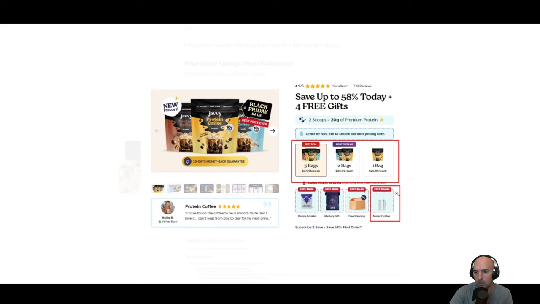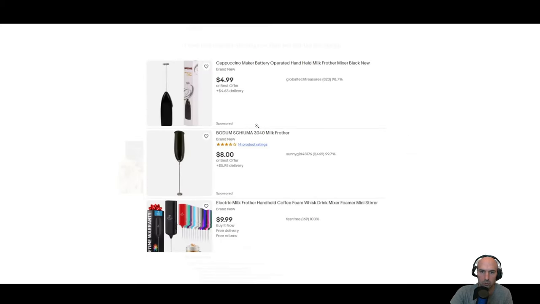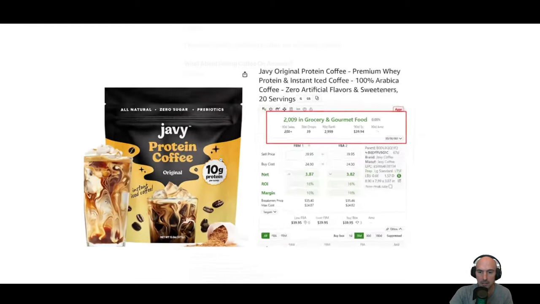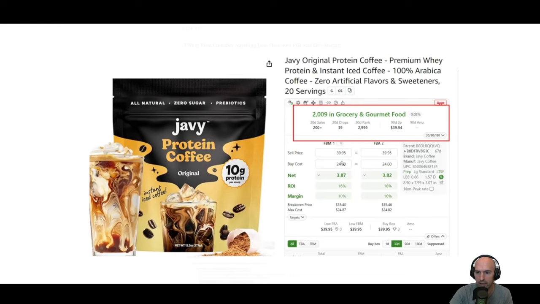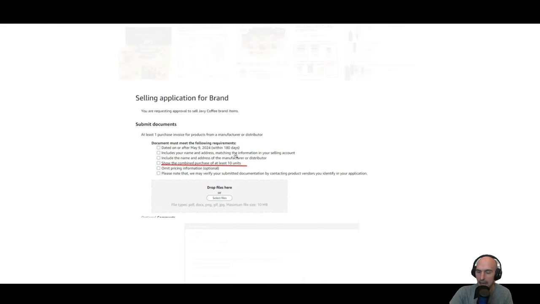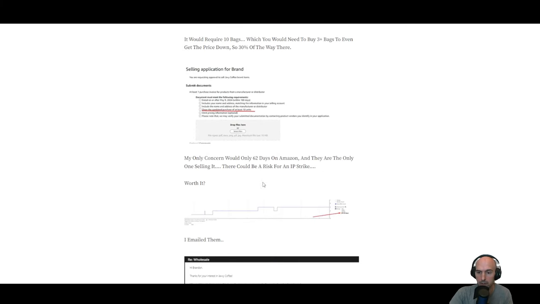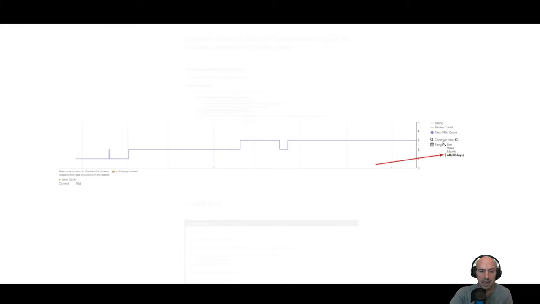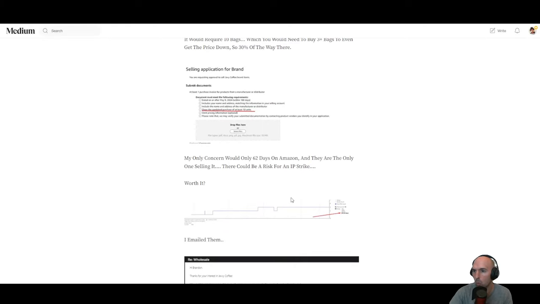You could probably sell those magic frothers for $5 to $8 to increase your ROI. It could potentially make this ROI go to probably 40%. So that would be a pretty solid choice. However, you do need 10 bags instead of 100, which is really good. But my concern is it's only been active for 62 days. And if it's only been active for 62 days and there is pretty much only one seller on Amazon, the brand itself, would they come after me for an IP strike? That would be my worry.